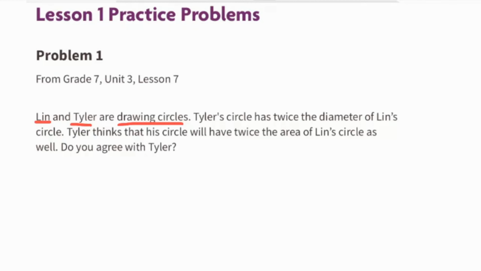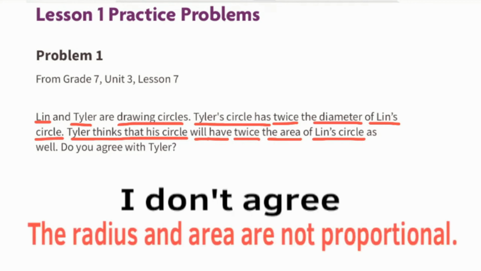Problem number 1 from 7th grade Unit 3, Lesson 7. Lynn and Tyler are drawing circles. Tyler's circle has twice the diameter of Lynn's circle. Tyler thinks his circle will have twice the area of Lynn's circle as well. Do you agree with Tyler? I don't agree, because the size of the radius is not proportional to the size of the area.